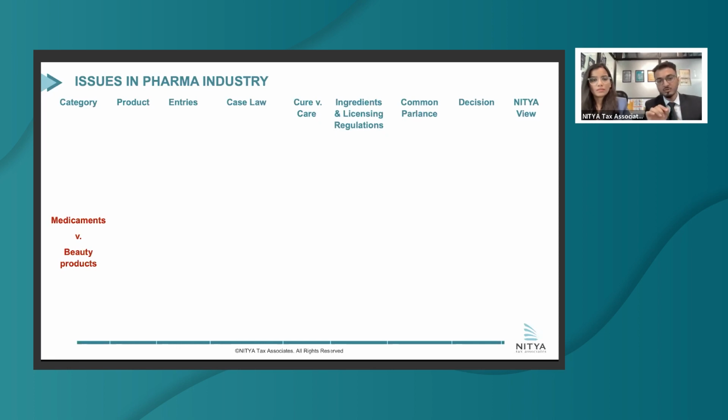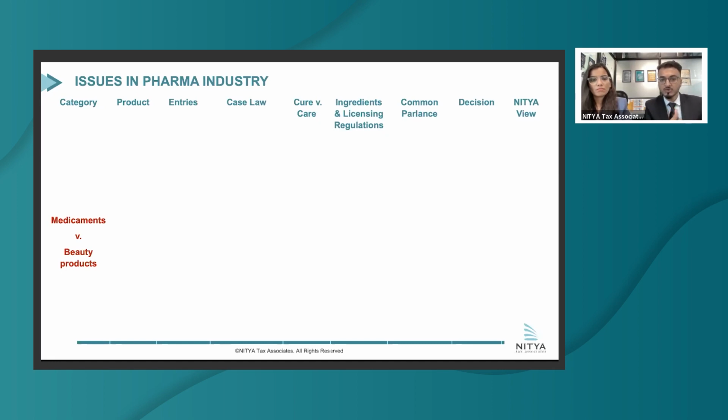Before diving into the specific issues, I will briefly cover the principal tests laid down by the courts in multiple judgments. The first is how these products are generally perceived by the customer, what is the user's point of view, that is, the common parlance test. The second is what are the ingredients of the product? Are these ingredients as per the Ayurvedic textbook in case of Ayurvedic medicine, or as per the standards of the Indian Pharmacopoeia in case of non-Ayurvedic medicine?